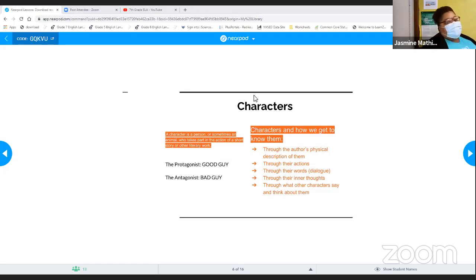But you do need to know that when we're talking about characters, the author allows us to get to know the characters through a number of ways. Physical descriptions, through their actions, through the things that they say, as well as their inner thoughts. You can get to know a person by what they're thinking, and the author oftentimes allows us to take journeys through the thoughts of the characters.